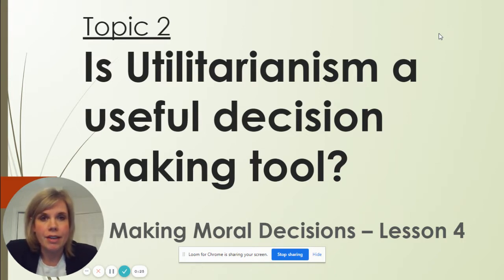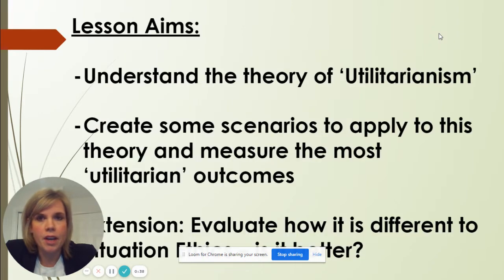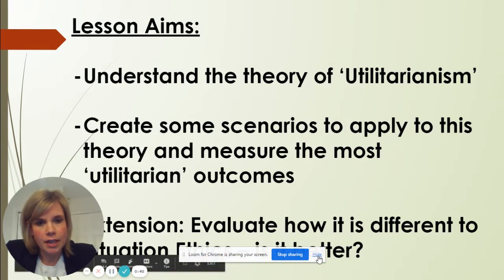So utilitarianism, often you think of it as the greatest good for the greatest number. So I'm going to talk you through the things I'd like you to do and how this will look on Google Classroom.